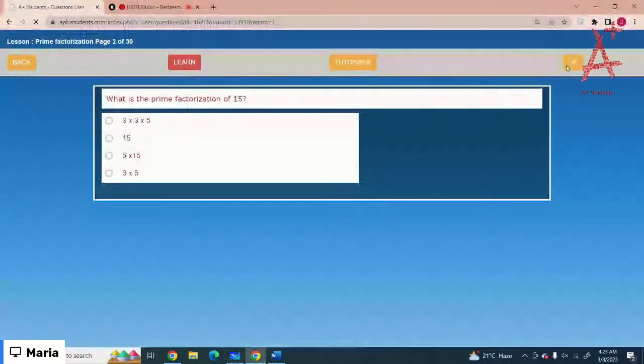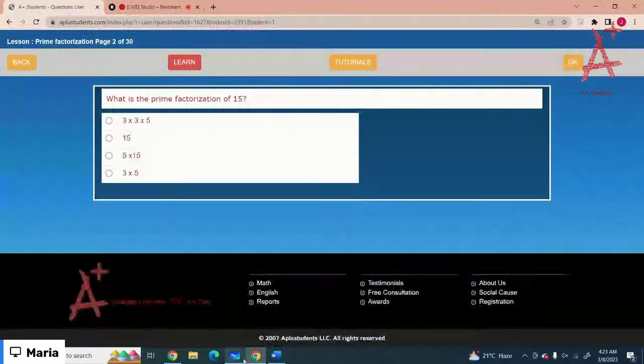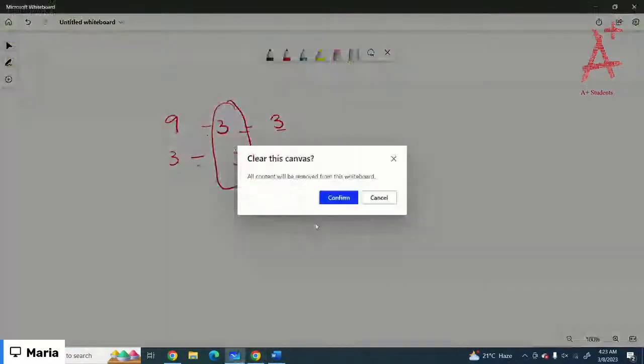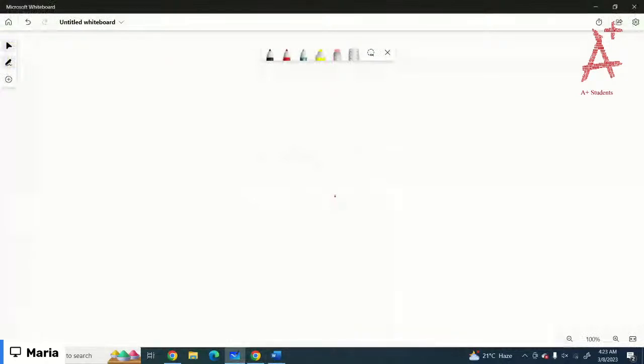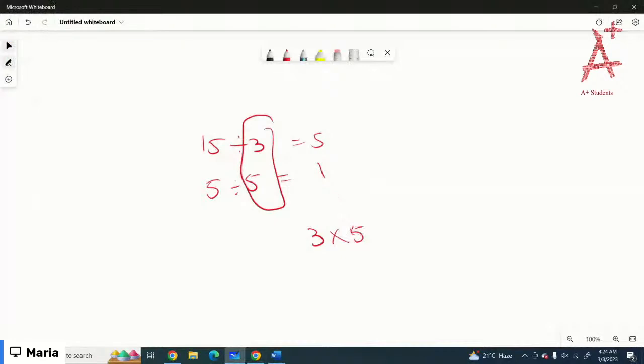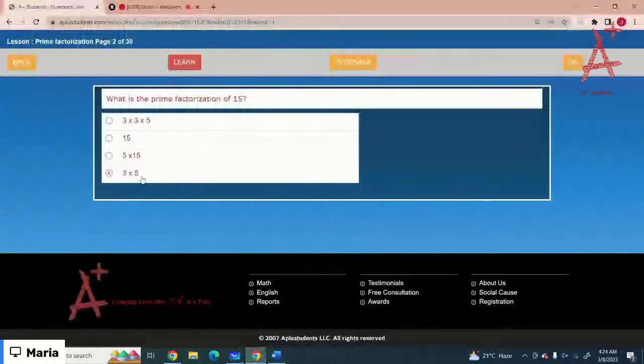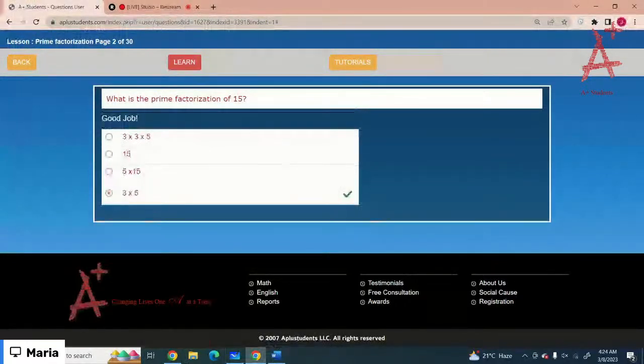Okay, the next one is what is the prime factorization of 15? Divide 15 by the smallest prime number, that would be 3. 15 divided by 3 is 5. Now divide 5 by the smallest prime number, that would be 5, and 5 divided by 5 is 1. So the prime factorization of 15 is 3 times 5. Got it? The last option is the correct one. Just select the correct option and click on the OK button.